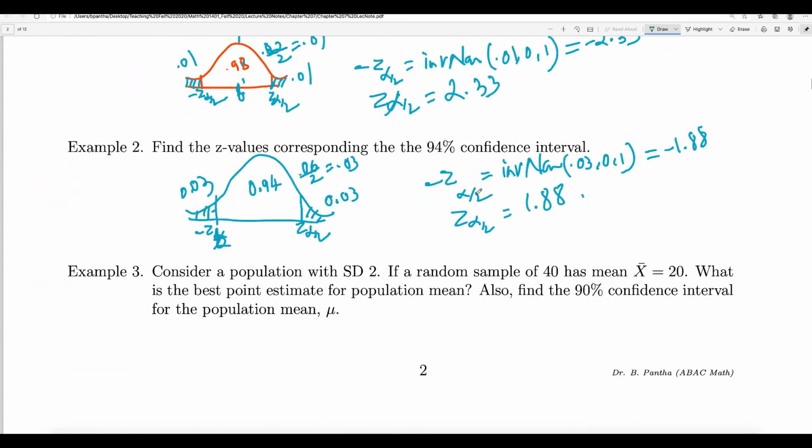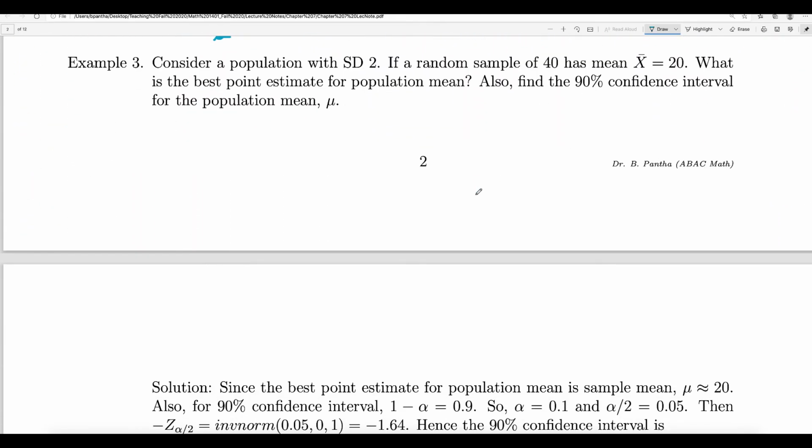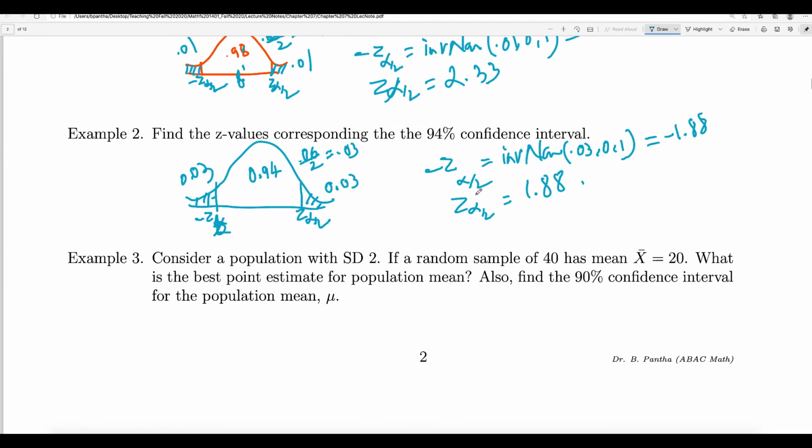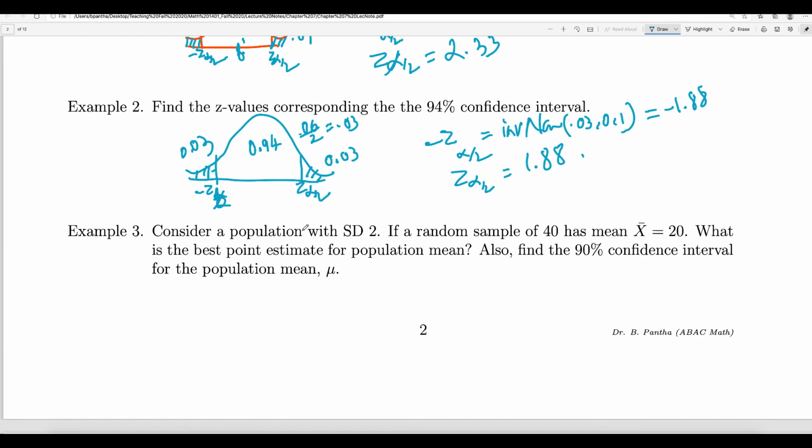Okay, let us do one example here. Consider a population with standard deviation 2. Population standard deviation is denoted by sigma, that is given as 2. If a random sample of n equals 40 has mean x bar equals 20, what is the point estimate for the population mean? The point estimate is the sample mean, that is 20. Also find the 90% confidence interval for the population mean mu.